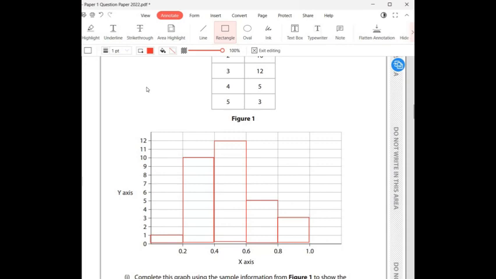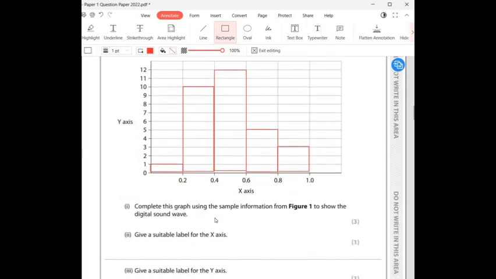So 4 conversions are plotted at the correct amplitude. That would give you 1 mark. Correct start points, that's 1 mark. And digital sound wave drawn using the candidate's plots, that will get you 3 full marks.